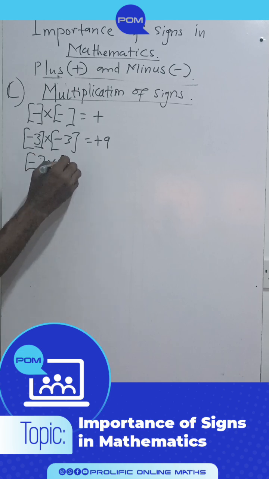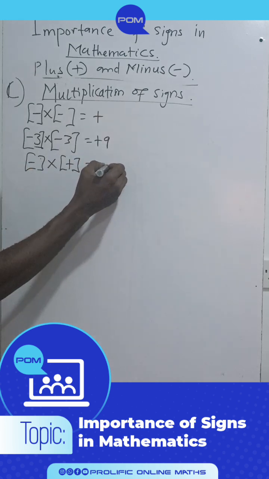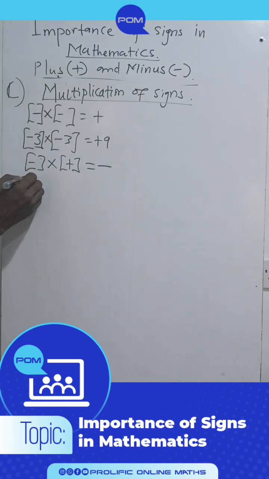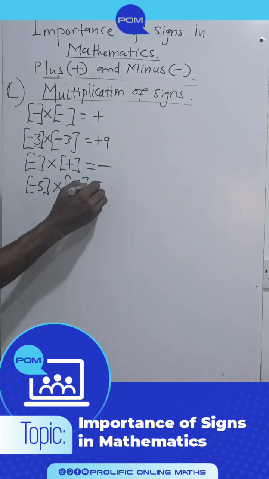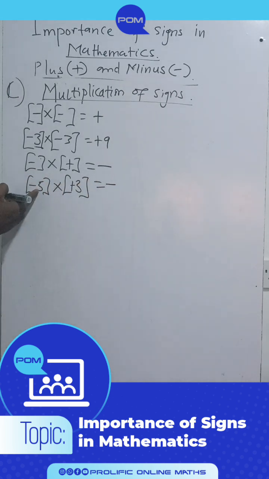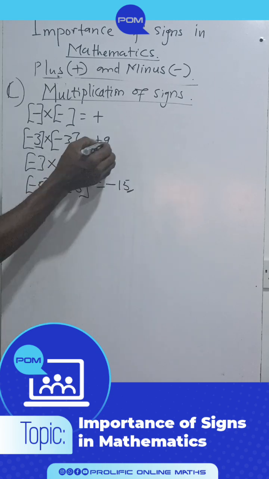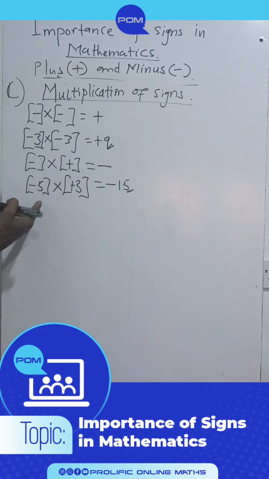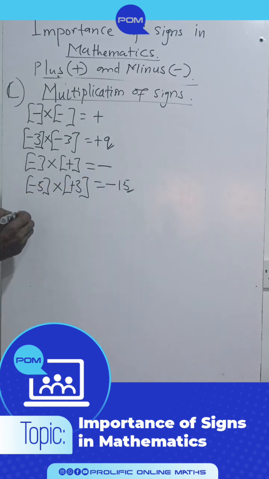And also, if you are having minus multiplied by plus, minus multiplied by plus will give us minus. So, minus 5 multiplied by plus 3 will give us minus, and 3 multiplied by 5 will give us 15. So we arrive at a negative 15 here, because when you multiply a negative sign by a positive sign, it will give you a negative sign.